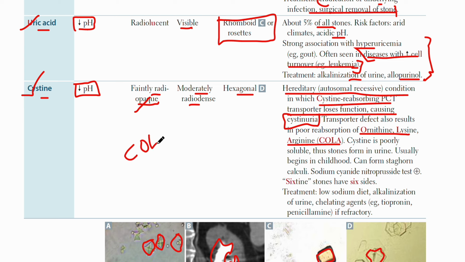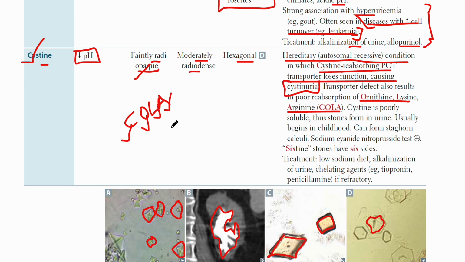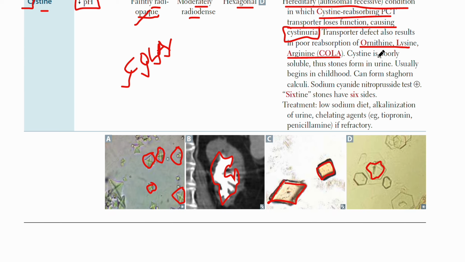COLA happens in this hereditary autosomal recessive condition where the cysteine reabsorbing PCT transporter loses its function. So C for cystinuria, cysteine reabsorption is impaired, ornithine, and here lysine, and here arginine. So all these reabsorptions are impaired. Cysteine is poorly soluble, thus stones form in urine. Usually it begins in childhood, and can form staghorn calculi. Sodium cyanide nitroprusside test is positive.